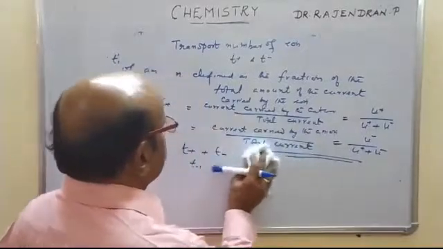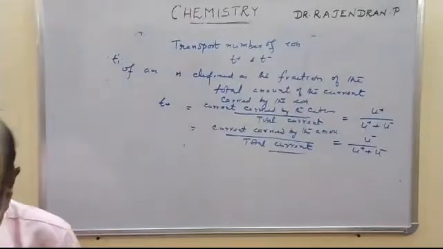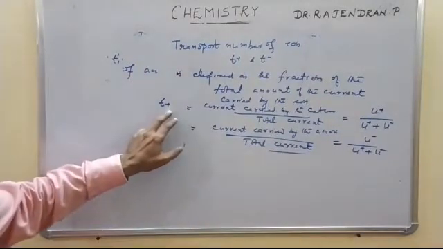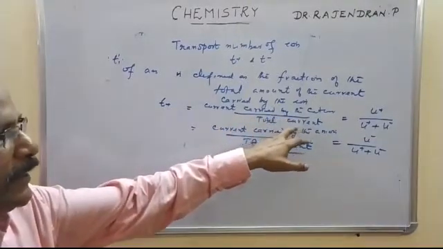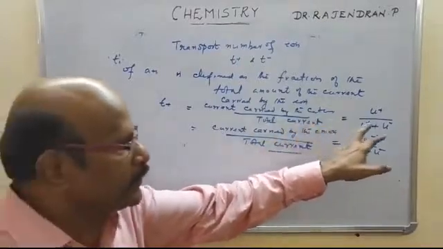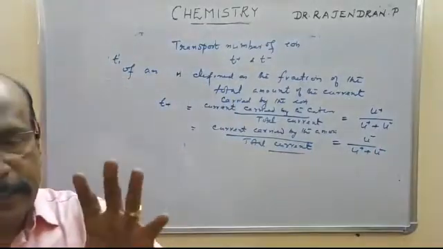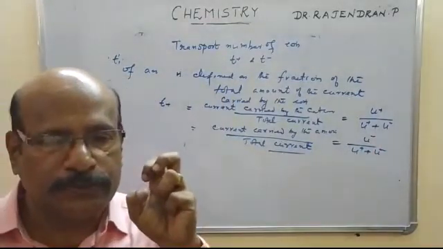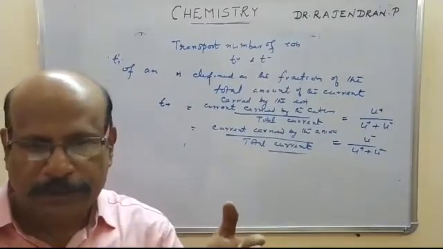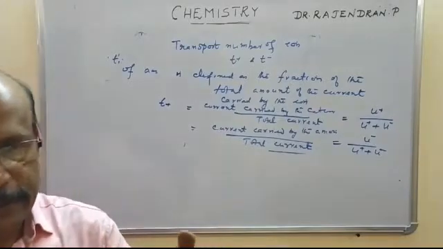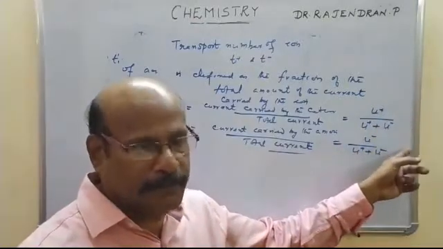So in connection with the transport number, you have to study this ratio. Once again, the transport number of a cation is the current carried by the cation divided by the total current, and that is equal to U plus divided by U plus plus U minus, because the current carried by a particular ion is proportional to the speed of the ion. Similarly, the total current is proportional to the total speed of the ions. Similarly comes the conductance: you have lambda plus and lambda plus plus lambda minus.